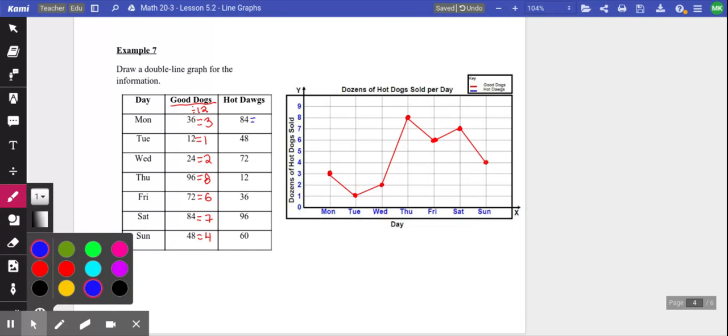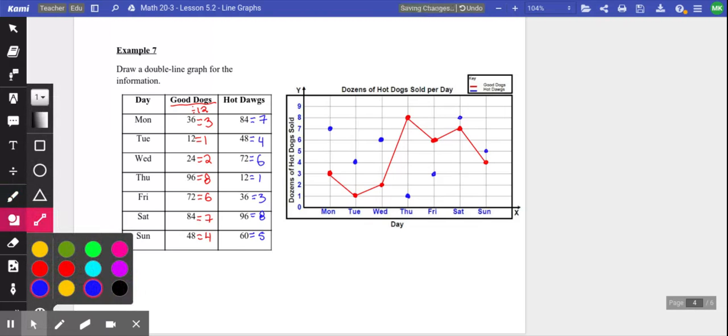So this would represent 7 dozen. So on Monday, they were at 7 dozen. On Tuesday, they were at 4 dozen. Wednesday, they were at 6 dozen. Thursday, they were at 1 dozen. Friday, they were at 3 dozen. Saturday, they were way up there to 9 dozen, 8 dozen, sorry. And on Sunday, they had 5 dozen.